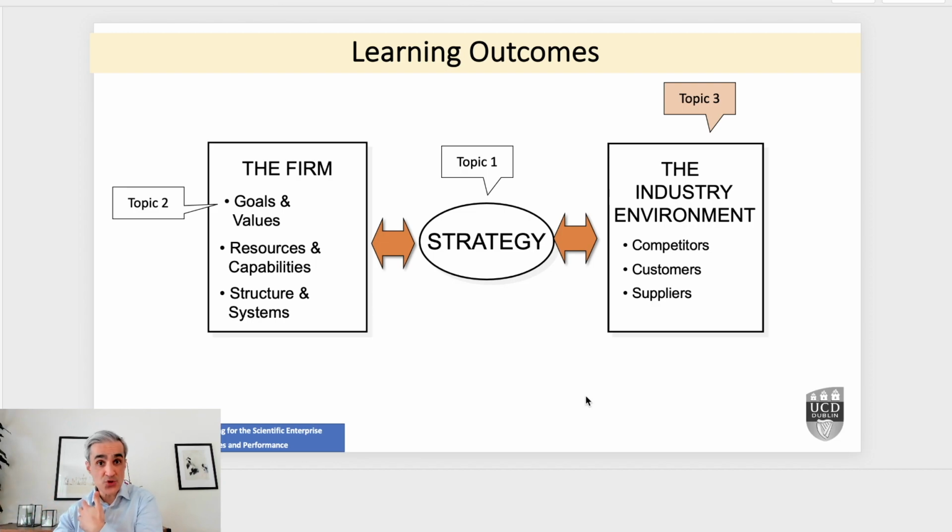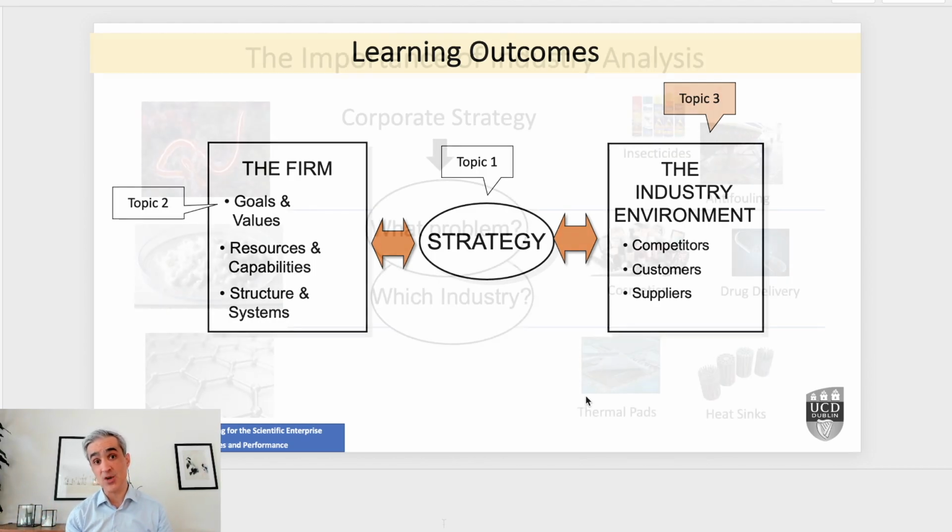How are we supposed to approach the industrial environment? How are we supposed to understand it? And then later on, the next topic will be on resources and capabilities. But just for today, just keep in mind that we are keeping this logic. We're moving through this diagram. So this diagram summarizes the logic of what strategy is basically about.